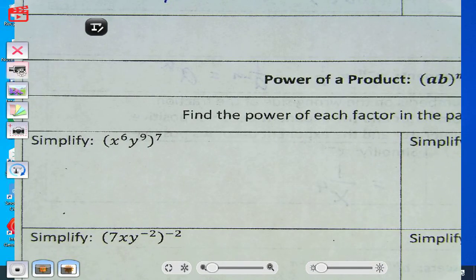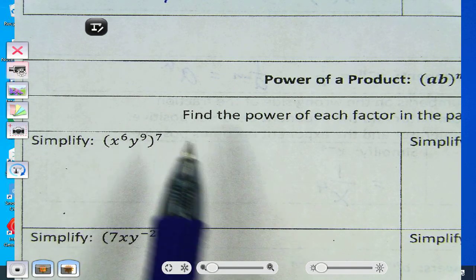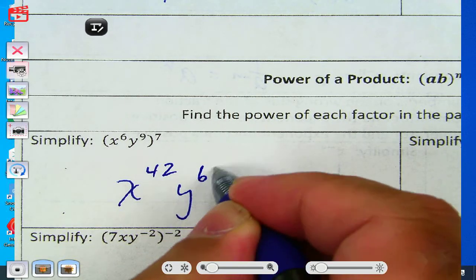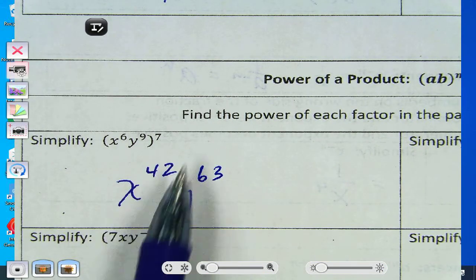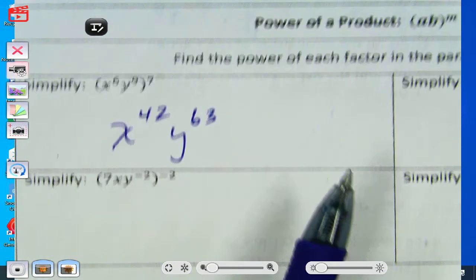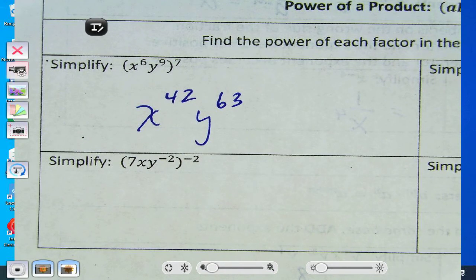All right. Here we go. So, you're going to distribute that 7. You're going to multiply each of those by 7. So this is x to the 42, y to the 63. Multiply the 6 and 7 to get the 42. Multiply the 9 and the 7 to get 63. Alright? Moving on.